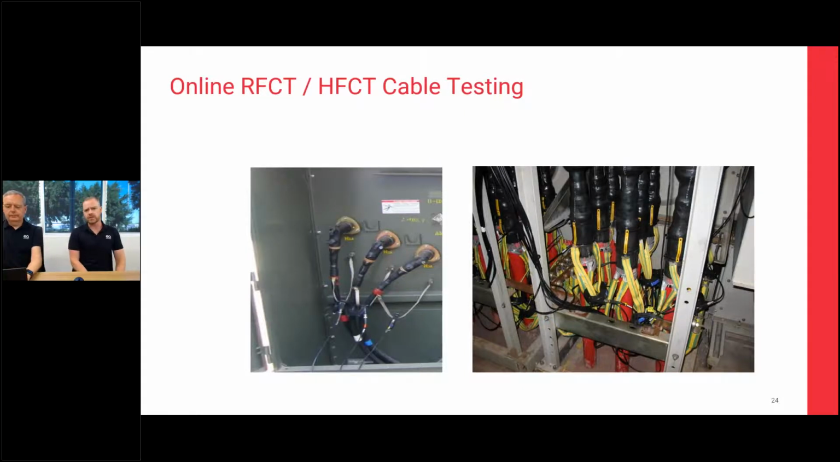On the right hand side, it looks a lot busier, but it's doing the exact same thing, where we're putting the RFCTs around the screens that are coming off each cable core. In that instance, it looks like there are multiple earth screens coming from the same cores. I think in that particular instance, there are multiple earth screens per core, but there's one RFCT per phase. Yep, per phase and per cable per phase. So there are multiple cables per phase, and each one was individually monitored.